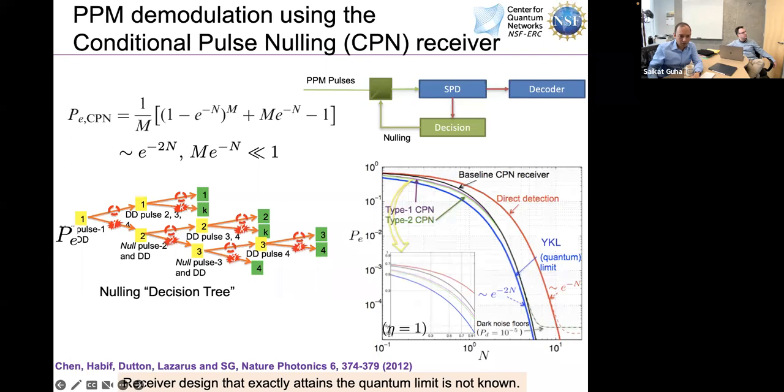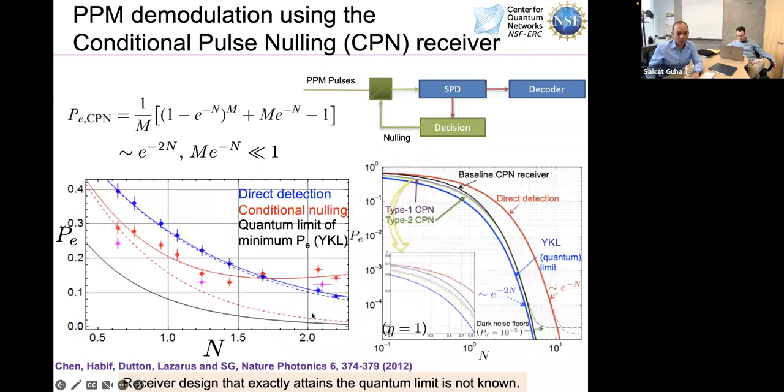And in my former group at BBN Technologies, we did an experimental demonstration of this receiver about 10 years ago and showed an actual improvement in the error probability, about 2.3 dB improvement for 4-PPM, in this Nature Photonics paper. So those are the experimental plots, and these pink dots are performance points that are below what you can get with idealized shot-noise-limited direct detection on 4-PPM.